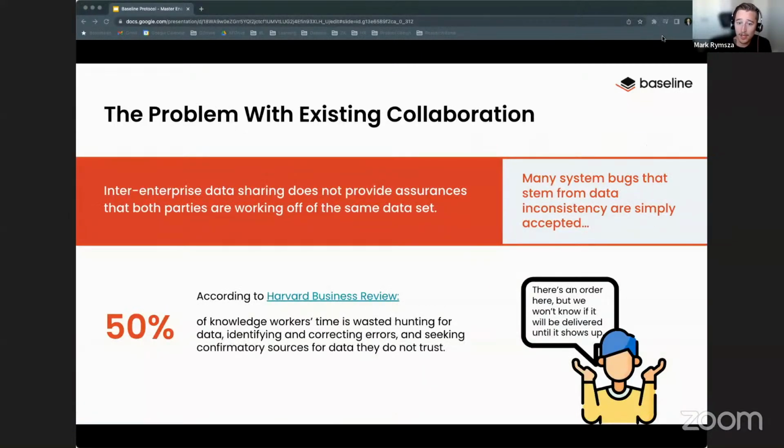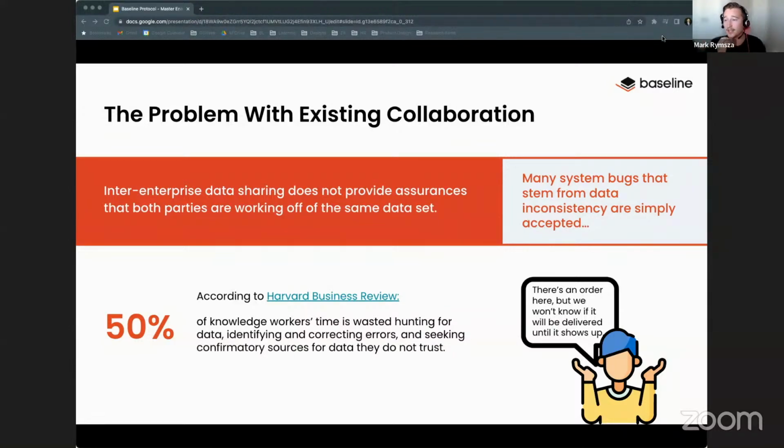So if we move forward and talk about the further problems with existing coordination, even when you are sharing data with other companies, let's say my company and another, we've been working on a costly data sharing project. We've figured out all the fields that we're sharing, what's okay to share, and so on. At the end of the day, a common problem that a lot of people run into is that there are no assurances that both companies are working off of the same data set. And oftentimes in these systems, the bugs that occur from data inconsistency are simply accepted.